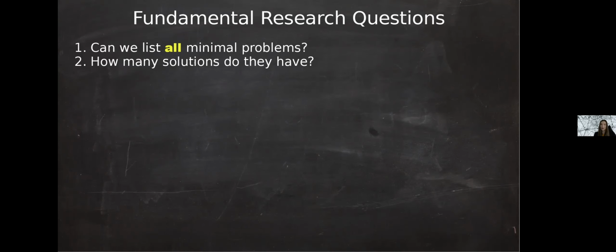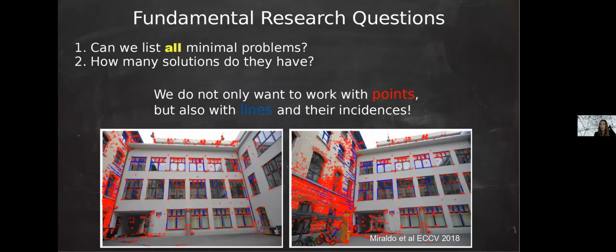And finally, the question is, can we do all of this if we do not only work with points, as in examples before, but also with lines? Because many modern detection algorithms are not only able to detect points that pictures have in common, but also lines. And this is highly important in many applied settings, because you see here, for example, that many architectural structures naturally have a lot of lines in the real world. And so we want to work with them.